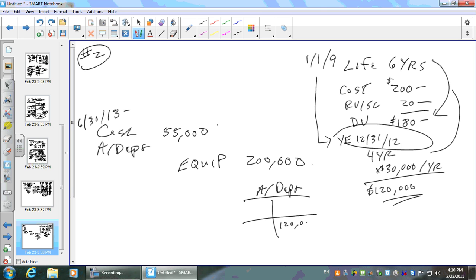But that's not how much I'm going to debit accumulated depreciation for, because what else do I need to do on June 30th of year 13? I get another half year of depreciation, don't I? From December 31st through halfway through the next year. If a year is 30,000, what's half a year?